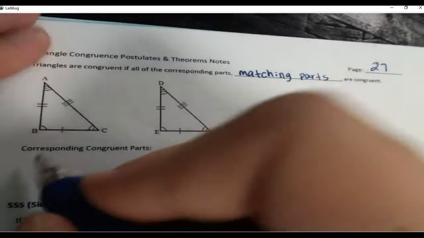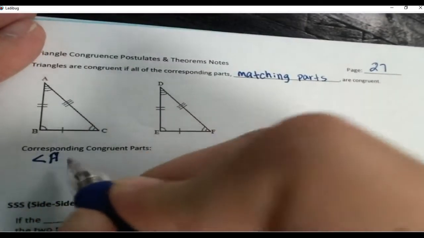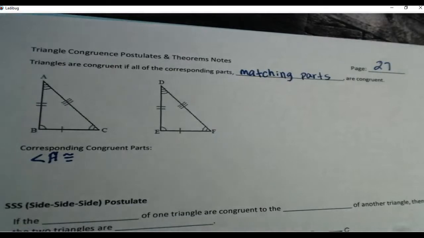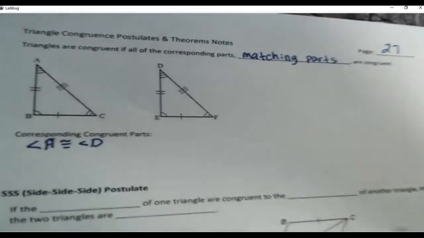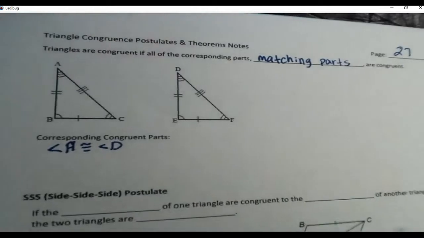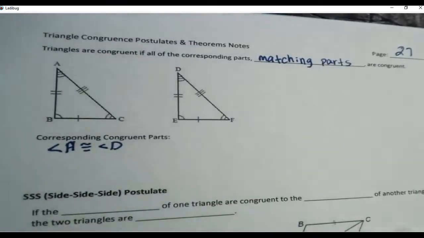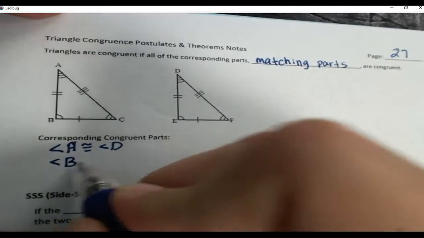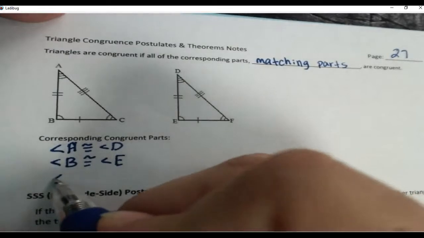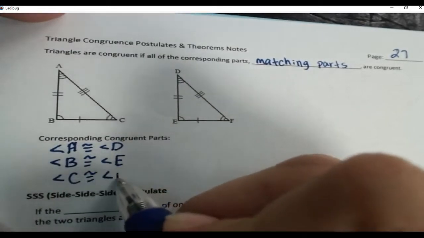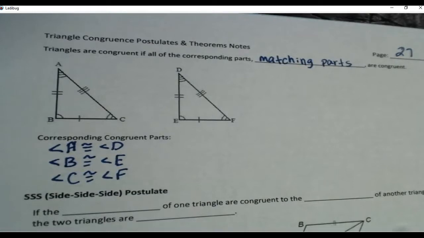So angle A is congruent to which angle? Good. How about angle B? Good. And then angle C. Good. Any questions on matching the angles?